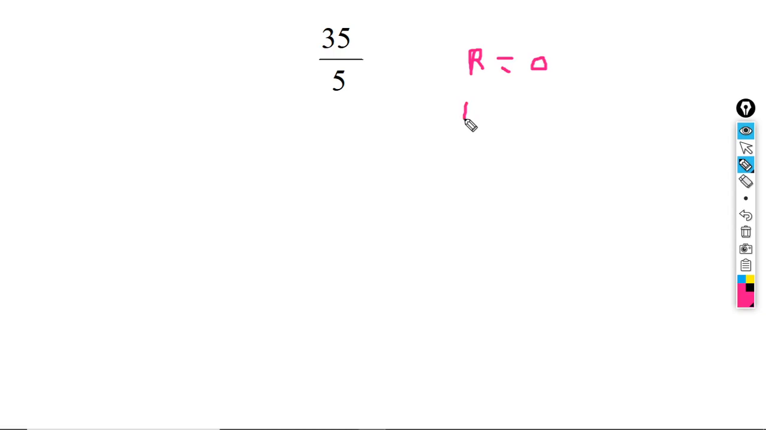Quotient is 7. From here, two cases arise. The first case, when we divide 35 with 5, we get the remainder 0. It means this 5, which is a divisor here, is a factor. This 5 is a factor of 35. Why is it a factor? Because the remainder is 0.